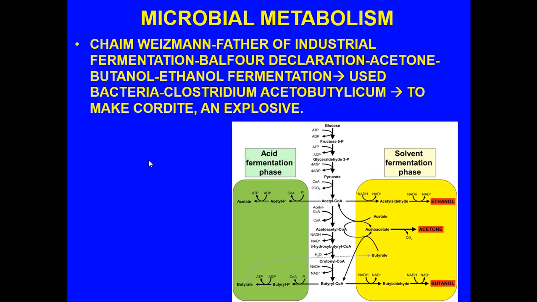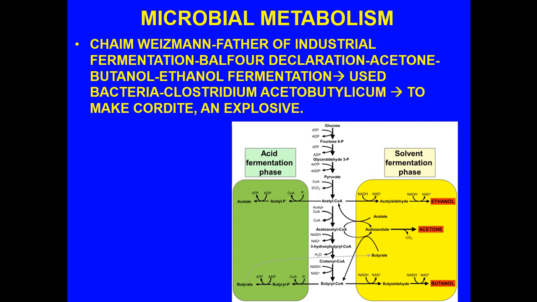Now, Britain, being a nation that's surrounded by water, was being beset by German U-boats that would destroy any cargo ships bringing in either materials to make explosives or petroleum or whatever. So the government turned to Chaim Weizmann and said, can you help us here? And he was basically the father of industrial fermentation. What he did was set up the capability to do the fermentation process to make large quantities of acetone and butanol and ethanol. And this was using a bacteria called Clostridium acetobutylicum.